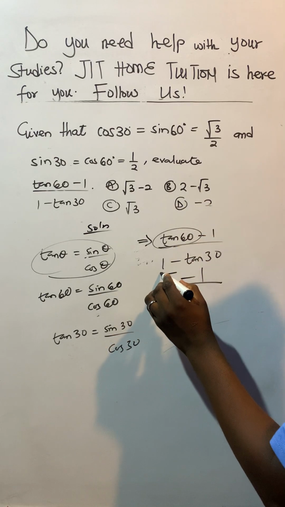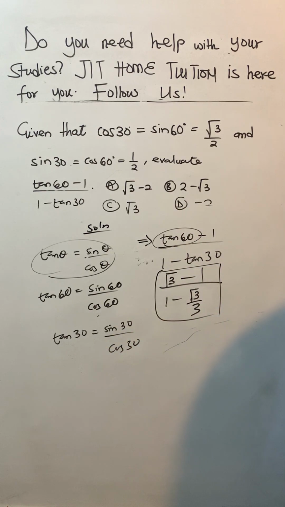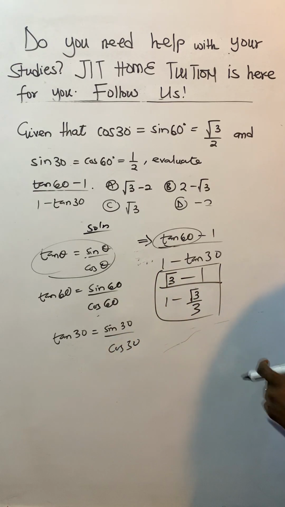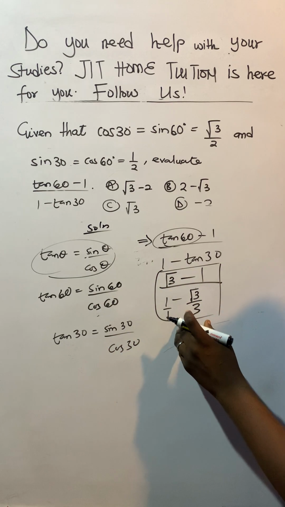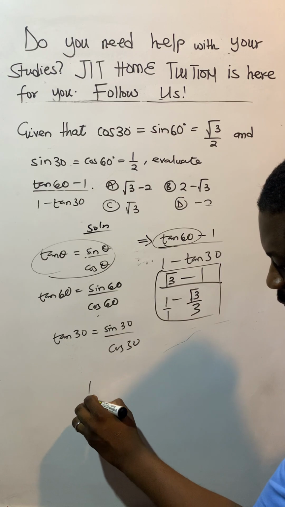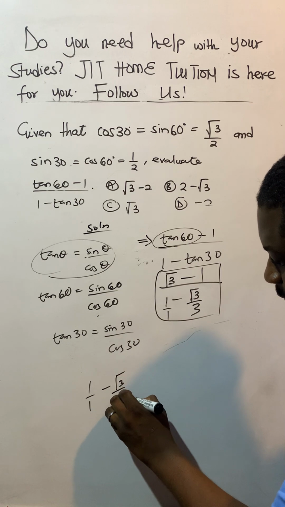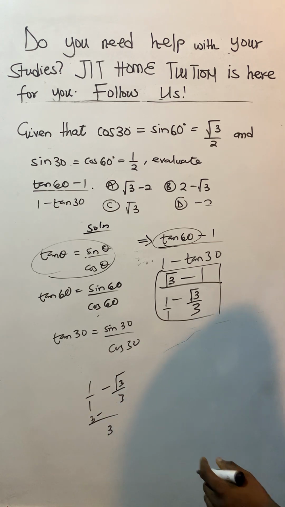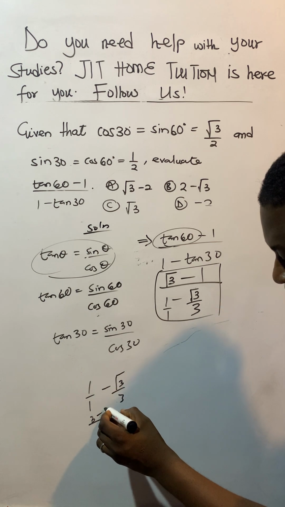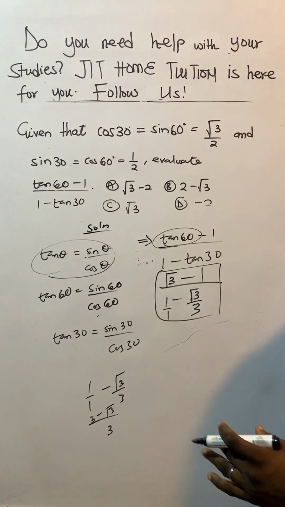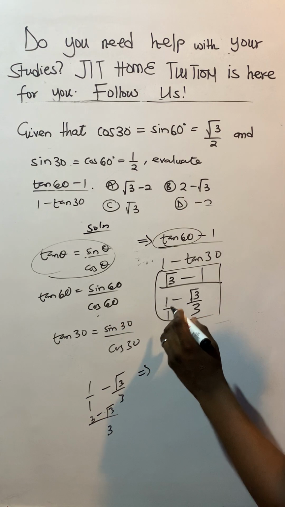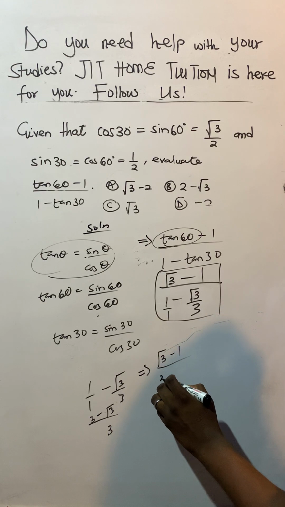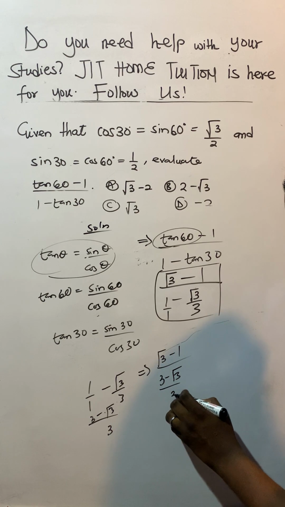Now, our focus is on this side. Our focus is supposed to be here. So what you are going to do right now is this over 1. So you have 1 over 1 on root 3 on 3. You find the LCM, which is 3. This one goes here, you have 3 times this. You have 3 times 1. So that is 3 root 3, giving you root 3 minus 1 on 3 root 3 on 3.